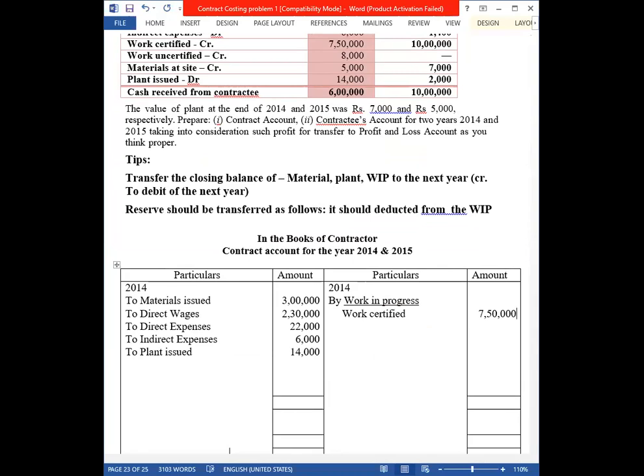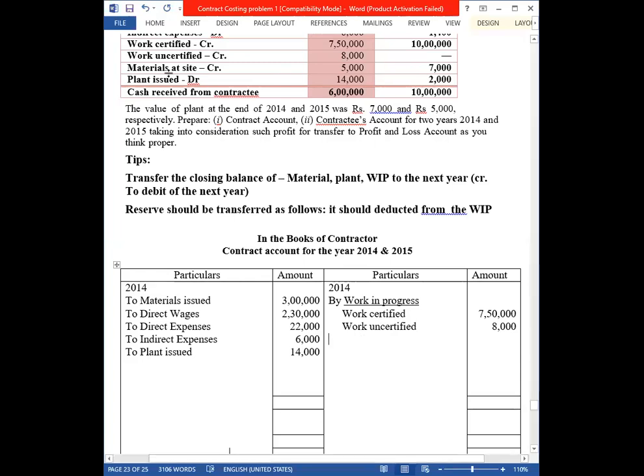7,50,000. So guys, again, some books will show work certified and work not certified in the inner column and write the total in the outer column. It's up to you. Either you can show directly in the outer column or you can show in the inner column. Then you can write the total amount in the outer column. There is no hard and fast rule regarding this. Next is work uncertified, as it is given in this problem. I'm using the same word, uncertified. You can even write work not certified, no problem in that. Okay, 8,000. Done. Work certified and not certified is done.